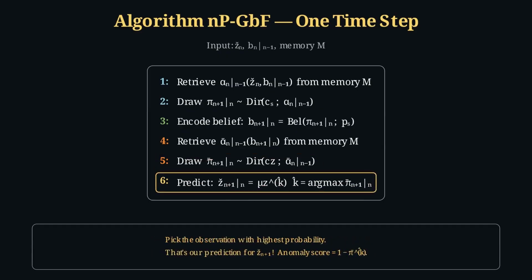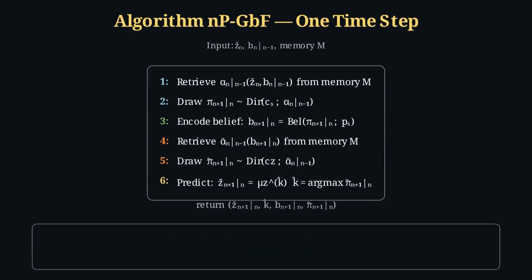Step 4. Retrieve the observation pseudo-counts alpha bar from memory, indexed by the new belief. Step 5. Sample the predicted observation distribution pi bar from a Dirichlet with those counts. Step 6. Predict the next observation as the symbol with highest probability.